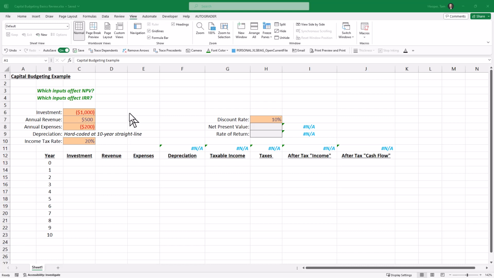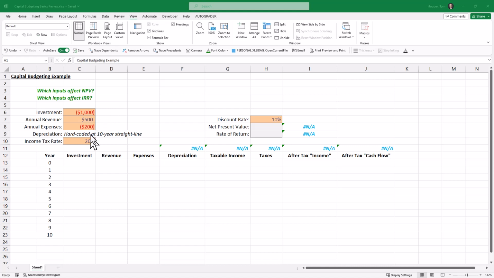Hi, this video is to look a little bit deeper into a capital budgeting example and determine which inputs affect NPV and which affect IRR. I've already set up the structure of the model, so hit pause if you'd like to recreate it with me.